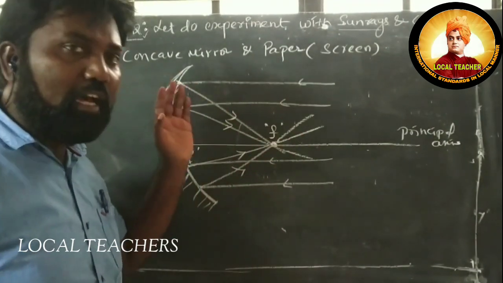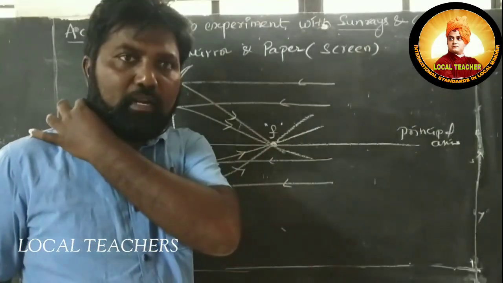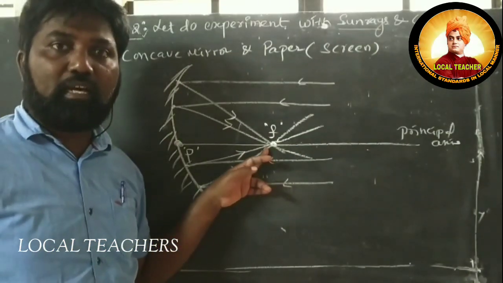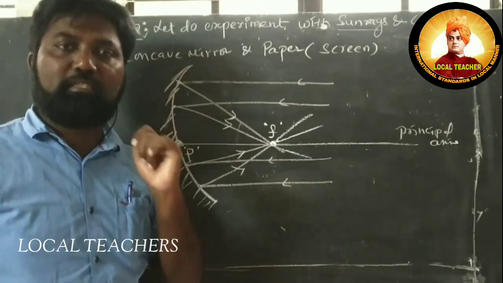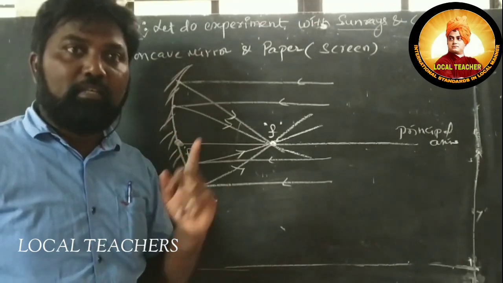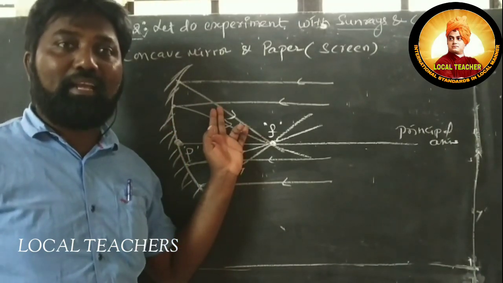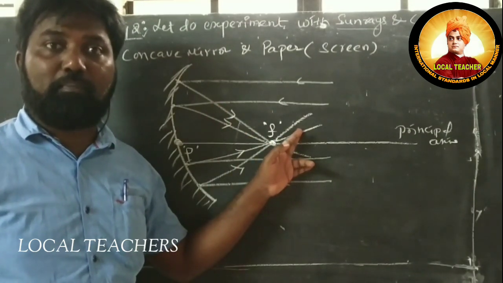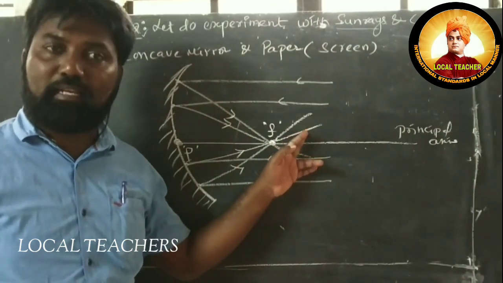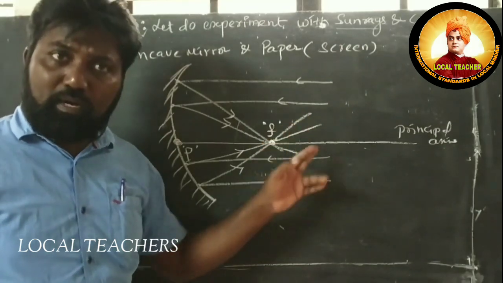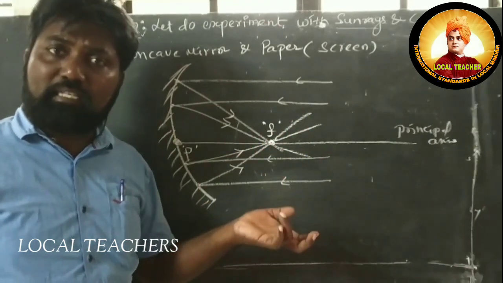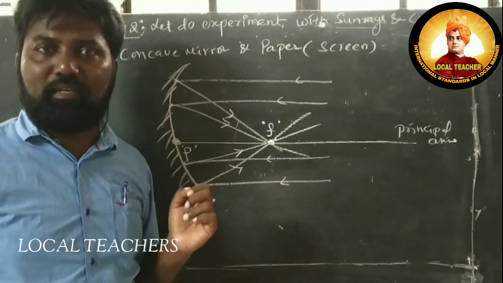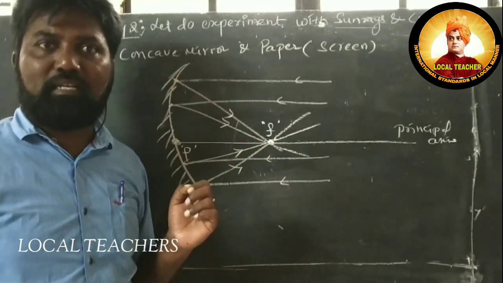So when we are moving paper at this point only, we are getting smallest and brightest point. Why we got that? So here all the reflected rays are converged at that particular point only. So we got here. So what that smallest and brightest point indicates, it is the image of the sun only.